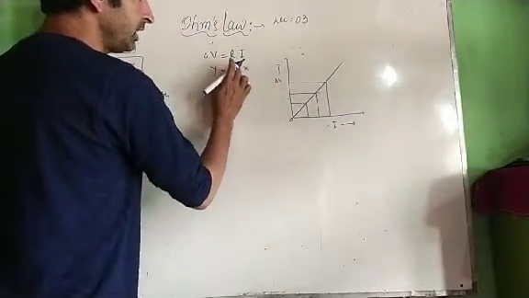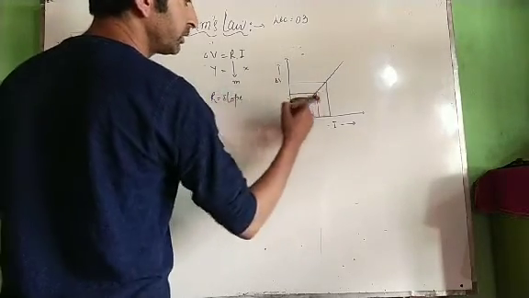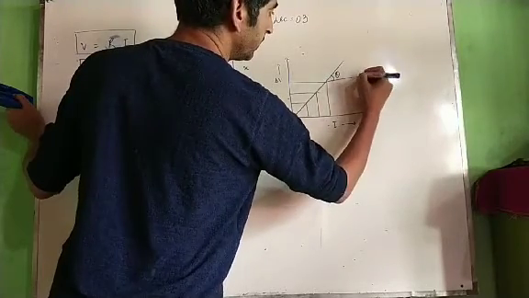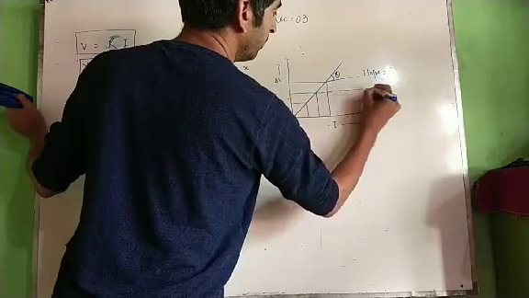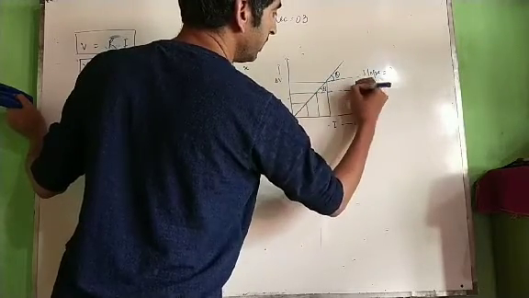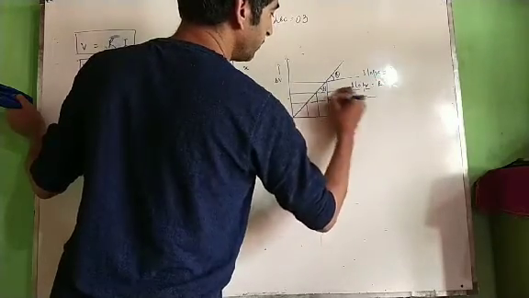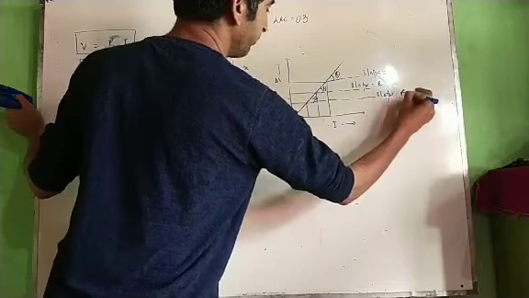Now what is R? R is equal to the slope of the graph. You can find this R from the slope of the graph. This is the slope of the graph, that is theta. From here you can determine R, that is slope, it is equal to R.